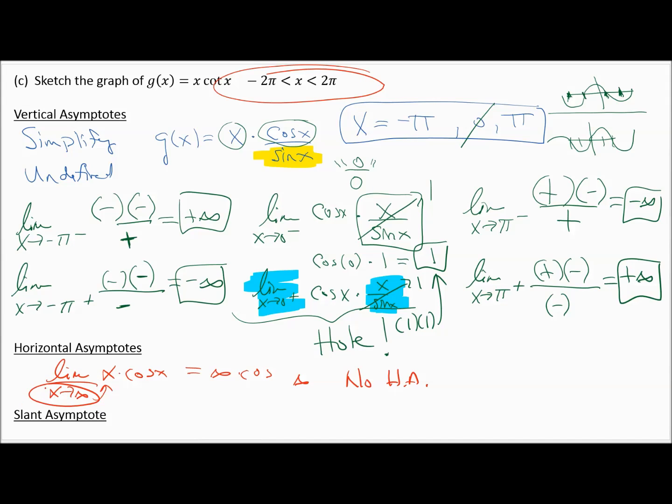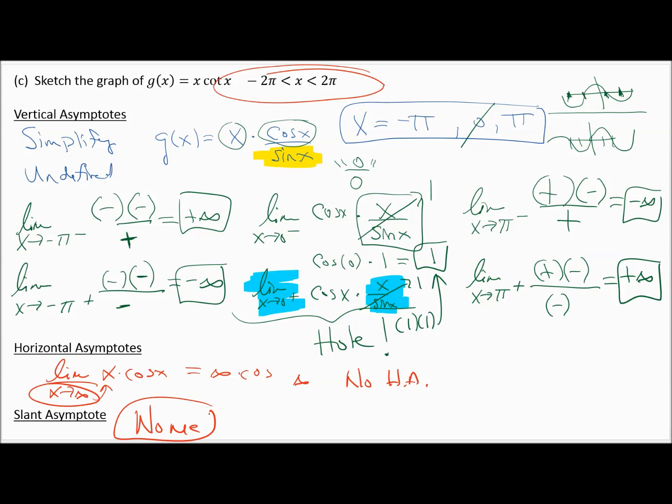And a slant asymptote. Now remember, that happens when the degree of the numerator is 1 more than the degree of the denominator, when you're dealing with a rational function. With a trig function, I'm sure there are trig functions that exist that probably have some kind of slant asymptote going on, but that's not what we're dealing with here.